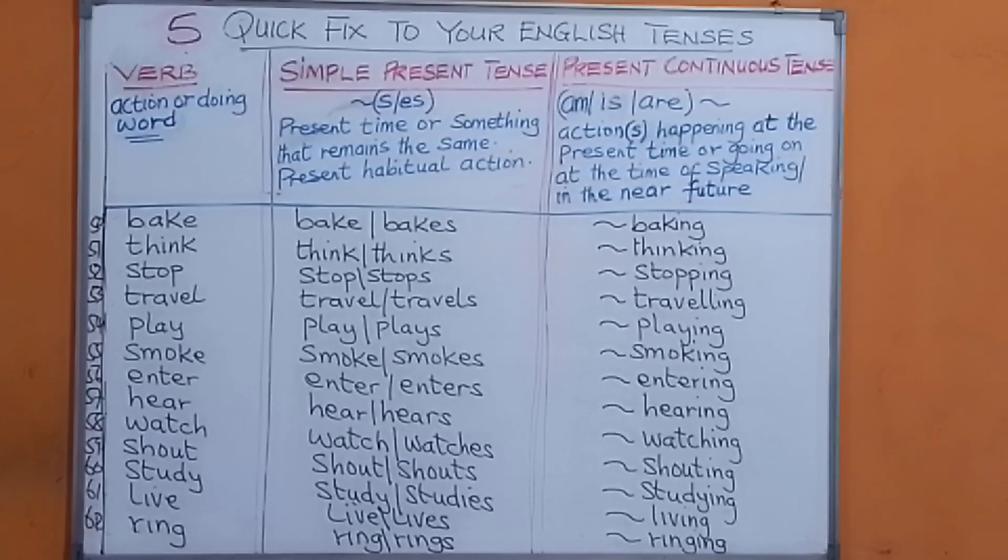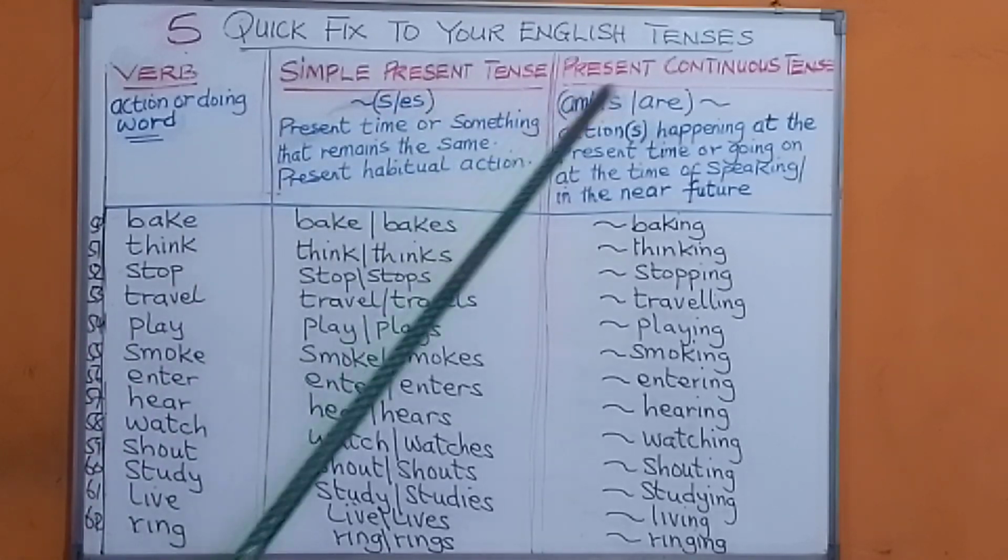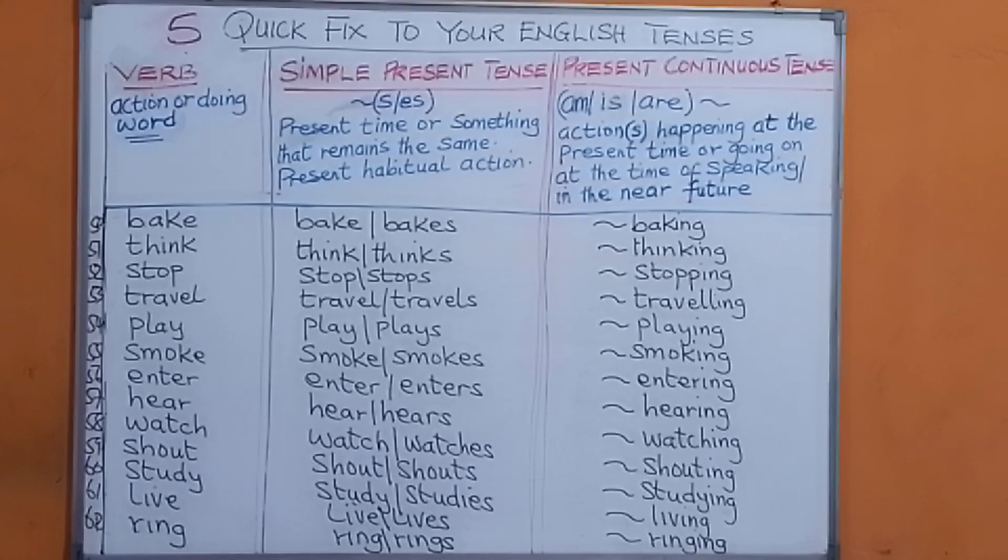Welcome to the last series of our quick fix to your tenses on simple present tense and present continuous. Remember we said we are taking 9 of them, we're just starting with 2, and we are taking some verbs to show you how you can quick fix your tenses correctly. Quick fix to your tenses. Simple present tense, present continuous, lesson 5.